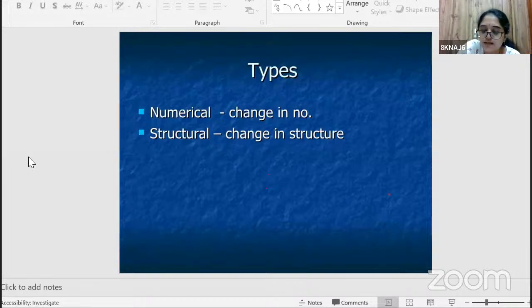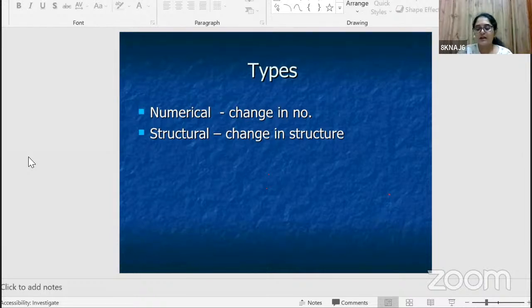So chromosome studies are not recommended for patients having a single gene disorder such as cystic fibrosis or Duchenne's muscular dystrophy, etc. Now, what is the impact of these chromosomal abnormalities?